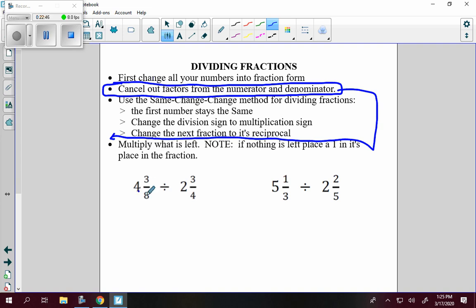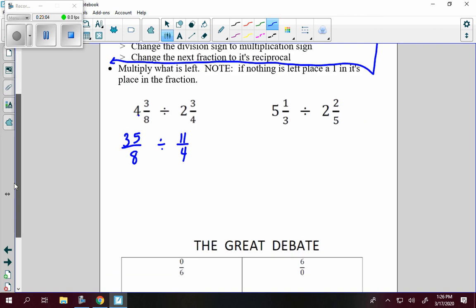So here I have 4 times 8 is 32 plus 3 is 35 and over 8. This is not a fraction, it's a mixed number, so I'm going to change it into an improper fraction. So 2 times 4 is 8, plus 3 is 11. Notice how I didn't skip steps, right? So I'm going to do this next.